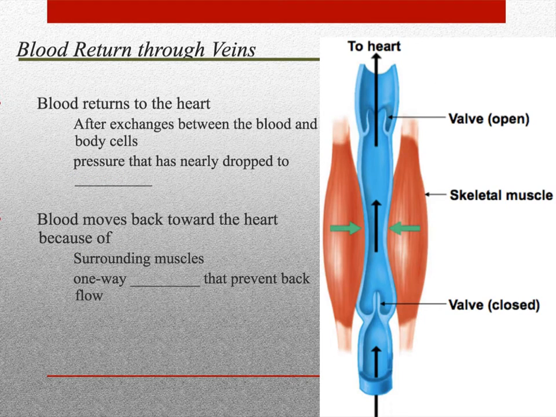Okay, so it returns to the veins, and it does that through skeletal and muscular contractions, right? After exchanges between the blood and the body cells, the pressure has dropped. Just know that. Your blood pressure has dropped after it leaves, right? So blood has to move back to the heart because of the surrounding muscles and the one-way valves that prevent backflow. Once it comes up through your veins, there's a valve in your vein that prevents it from switching back down again. Fascinating.